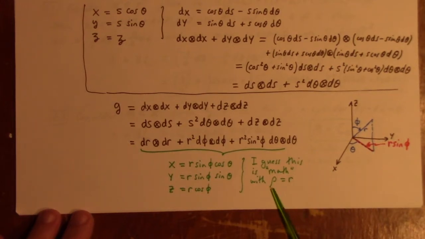And I guess typically in math we use rho equals r, but anyway, if you take the differentials of these and take dx tensor dx plus dy tensor dy plus dz tensor dz, a bunch of stuff cancels, and it comes back to this. All right.